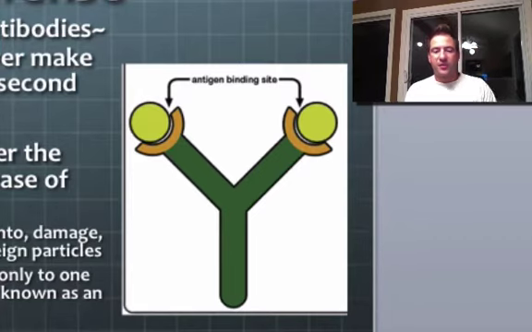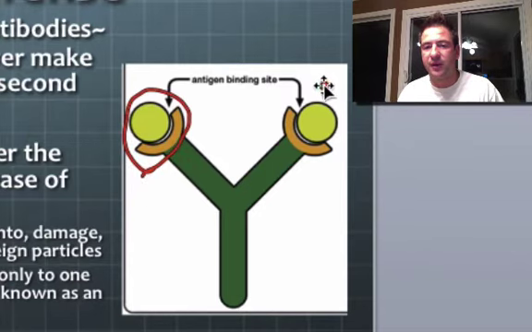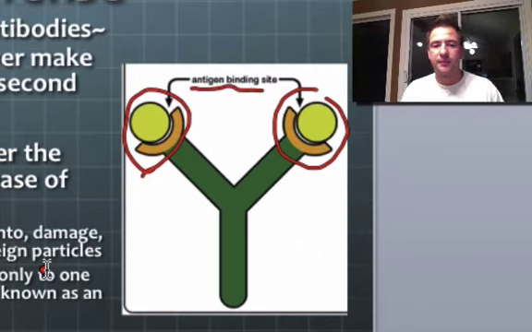Each antibody binds only to one specific binding site, and that's also known as an antigen. If you look right here, one binding site, that's an antigen, and it has to fit right there, and they bind to that antibody. And those are called antigens. I'll just put that there, okay?